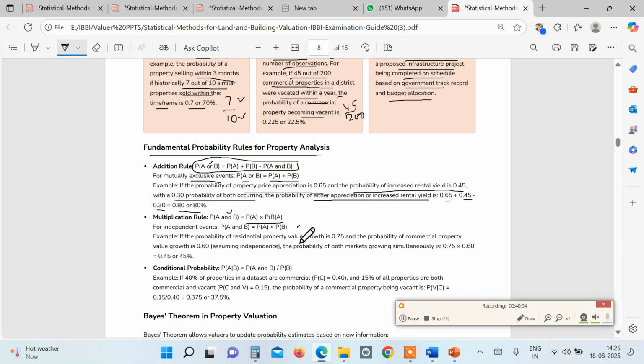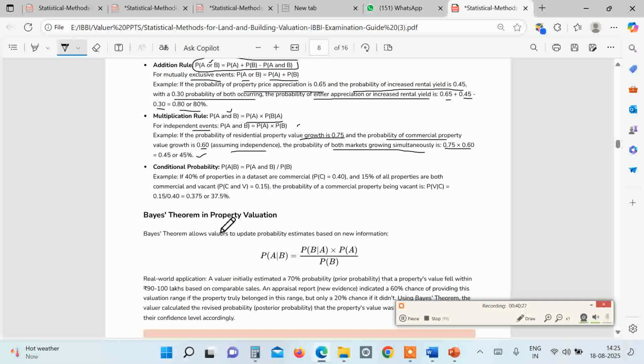For example, if the probability of residential property value growth is 0.75 and the probability of commercial property growth is 0.60, assuming independence, then the probability of both markets growing simultaneously will be 0.75 into 0.6, which is 0.45 or 45%.